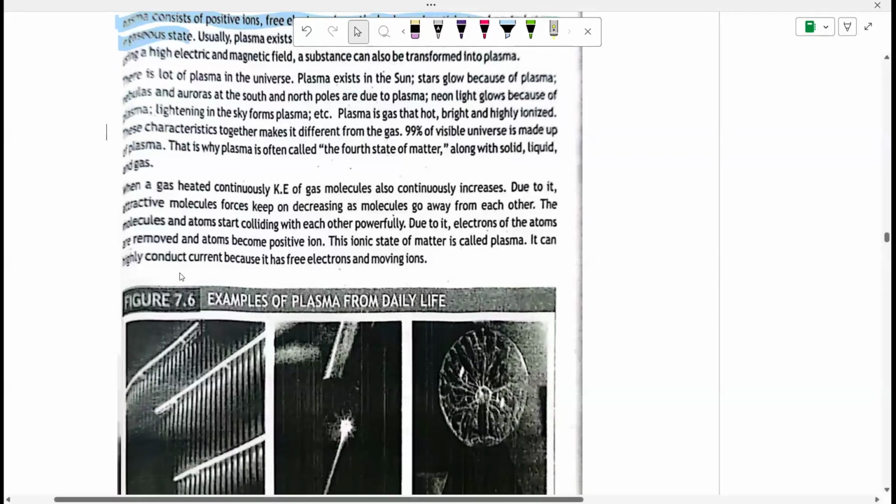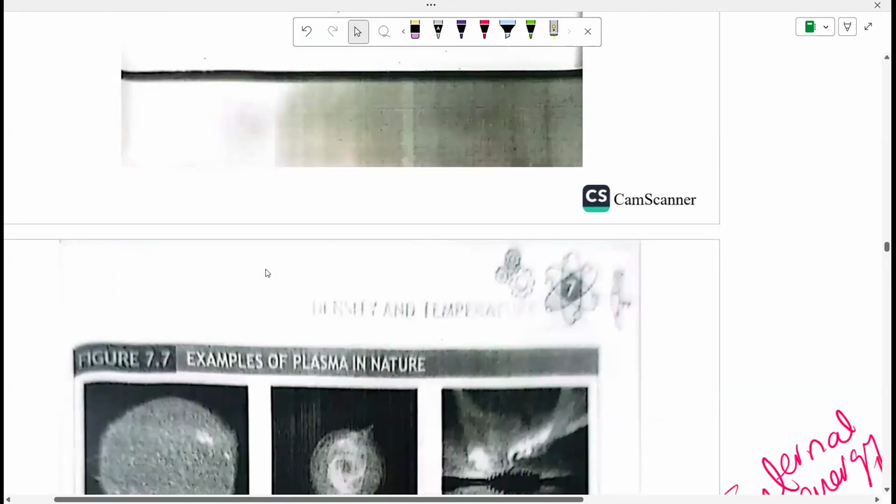It can highly conduct current because it has free electrons and moving ions.